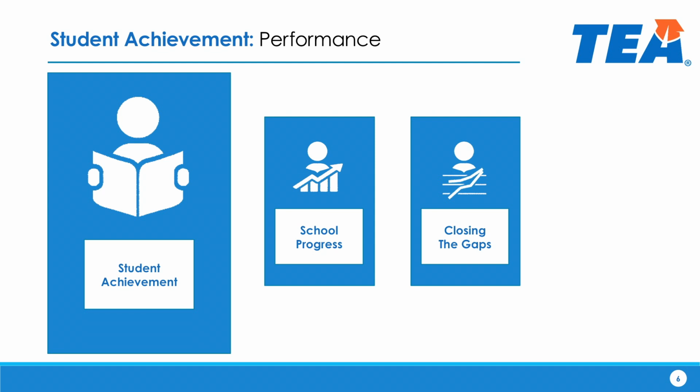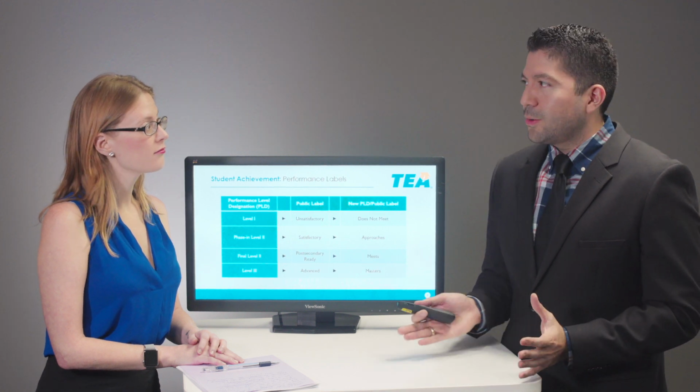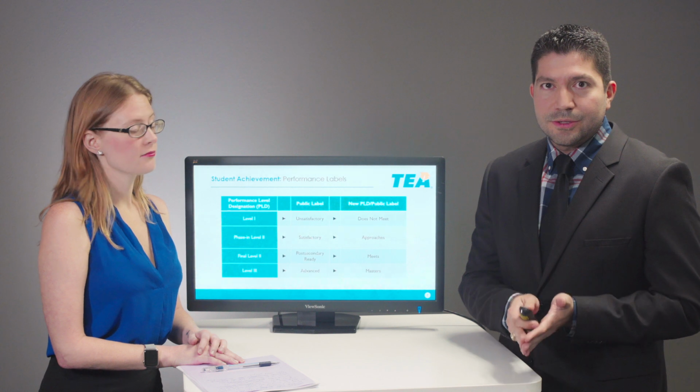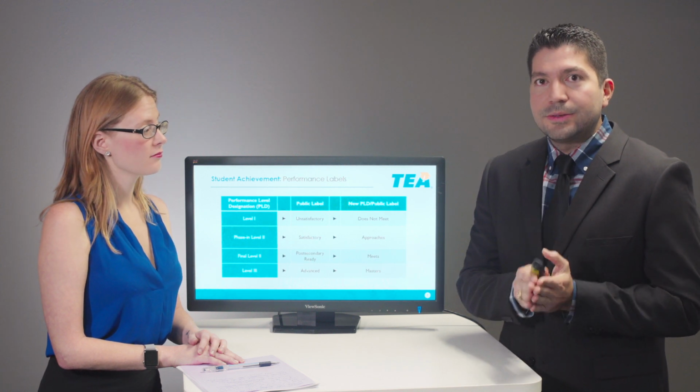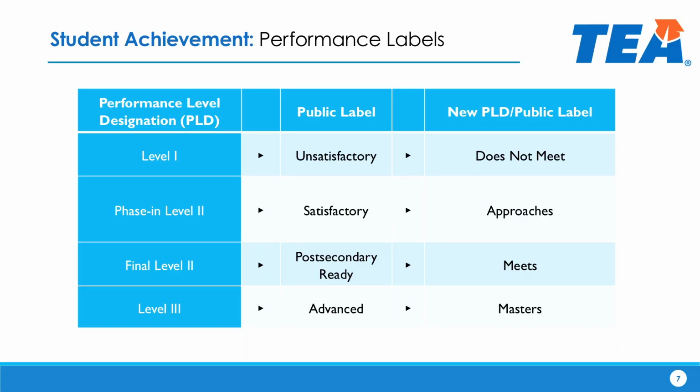Okay. So let's talk a little bit more about those 3 domains. I'm going to focus first on student achievement. Before I get into how this is going to work, I think it's important that we review the performance levels on STAR because that's going to factor into this, and you have to have a good understanding of what those performance labels are. In the past, we had STAR performance labels, like level 1, level 2, level 3. There was a TEA label, level 1, 2, and 3, but there was sort of a public, unofficial label of unsatisfactory, satisfactory, post-secondary ready, and advanced. There was some confusion as to which was what.